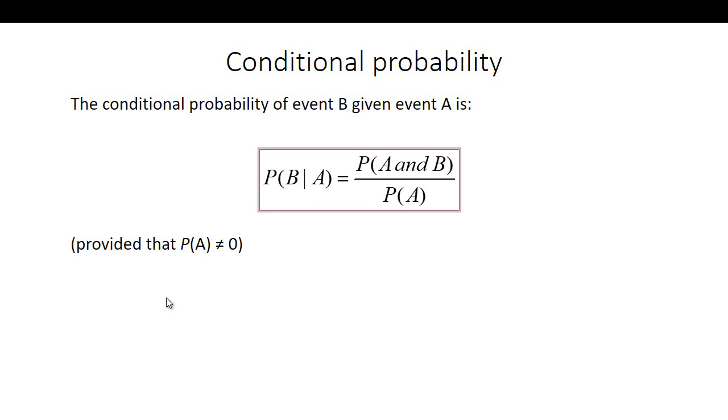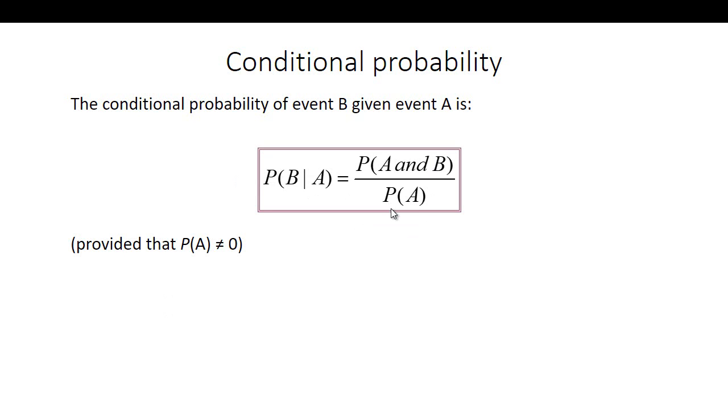Next, we look at the conditional probability. The conditional probability of an event B, given that A, we write with this bar. The probability of B given A is equal to the probability of A and B divided by the probability of A, provided that the probability of A is not 0.